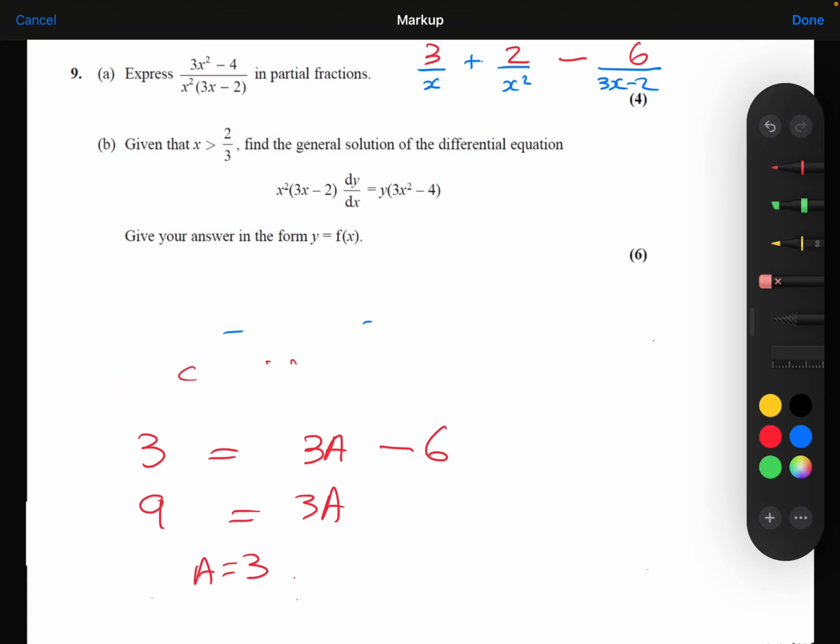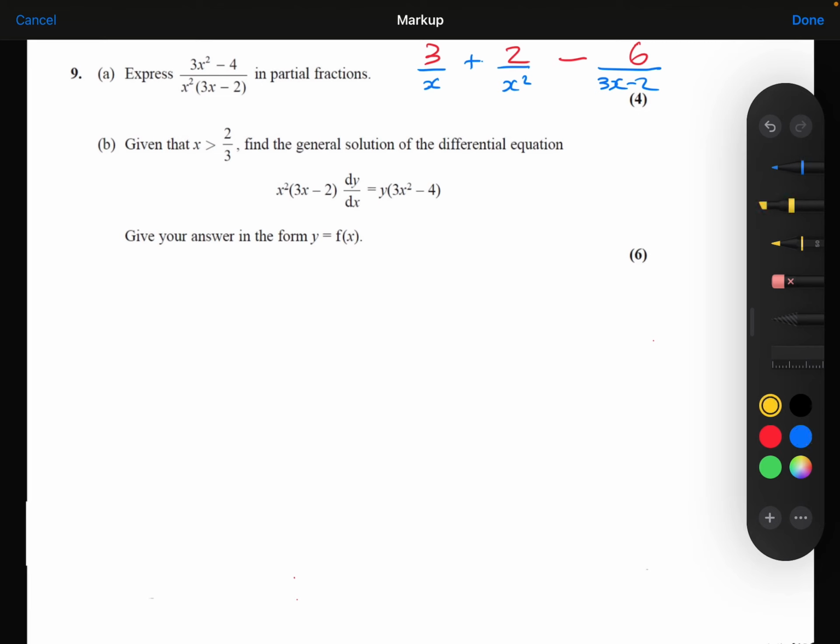We are then told that x is greater than 2/3, and we're told to find the general solution of this differential equation, giving our answer in the form y equals f of x. So we're going to separate the variables. The y stays on the left-hand side. Anything with y's needs to move over to the left-hand side. So this y is going to be moved down to the denominator there. We're going to divide both sides by y.